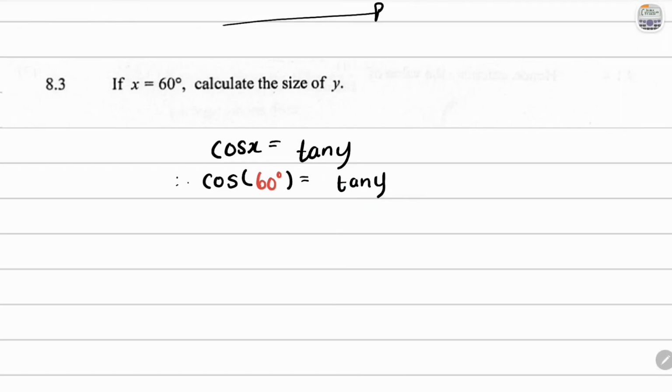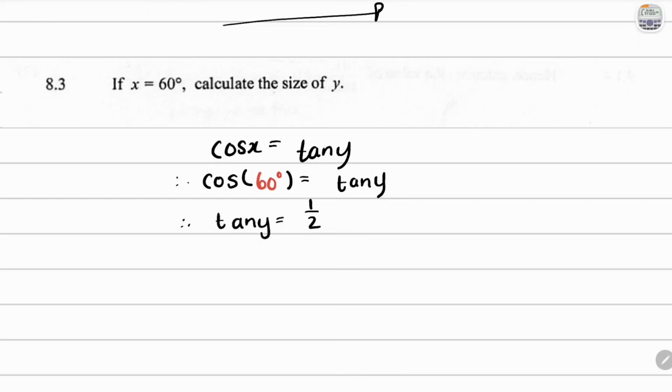Now you don't have to be afraid of this, just thinking, but then there's a cos and a tan. Yes, there's a cos and a tan, but one of them actually just represents a number. Cos 60 degrees represents a value. So we can just simplify this, rewriting that tan y equals what is cos 60? Well, sine 30, the cofunction of that, is a half. So cos 60 is also a half.